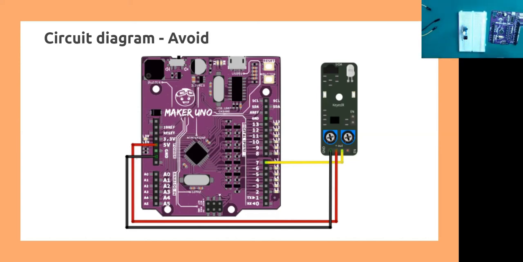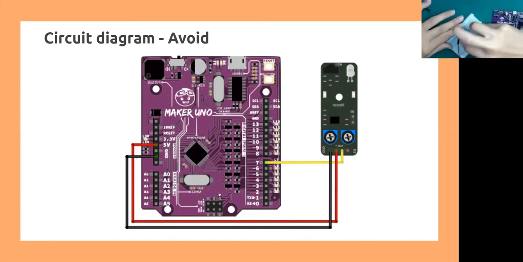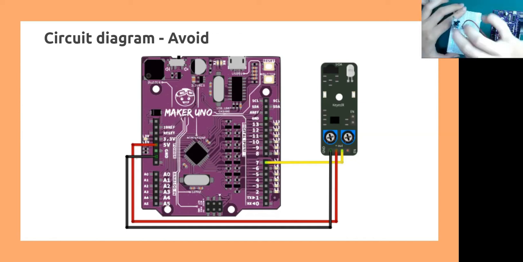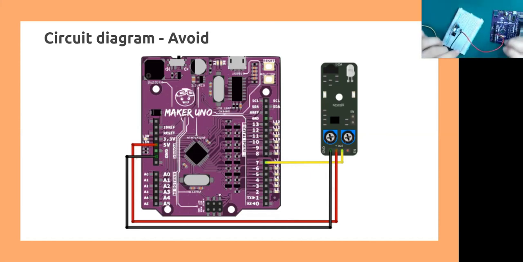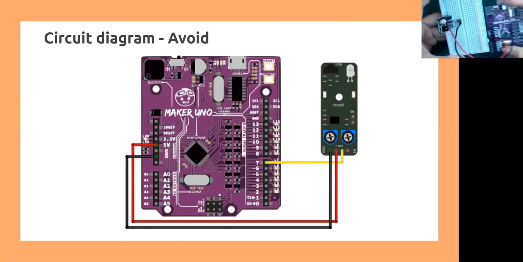Same thing, red, I will go for positive and then connect to the 5 volt on the Maker UNO. Then ground will be to ground on your Maker UNO. Okay. Did you connect correctly? Okay. So it looks like this. Close up view.